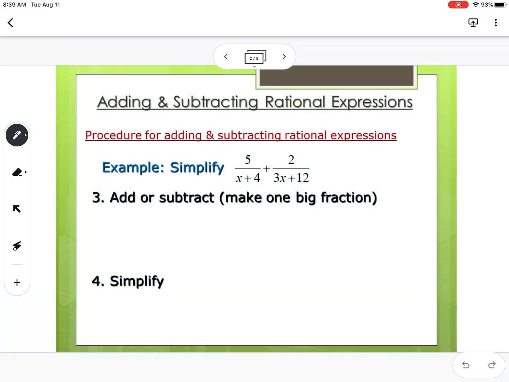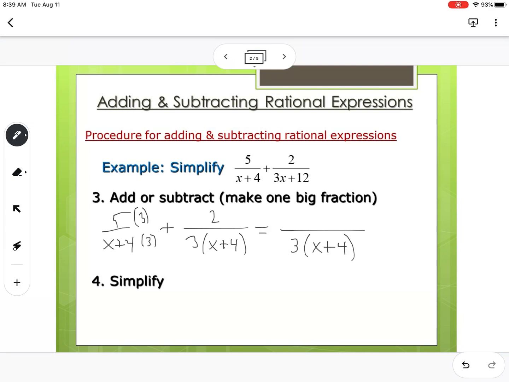All right, I want to make one big fraction. All right, so right now I have 5 over x plus 4, and then I needed a 3 there and a 3 there. I'm just rewriting. So 2 over 3 times x plus 4. All right, so now I want to make one big fraction. So I'm going to put all of this over the LCD. The LCD is 3 parentheses x plus 4.